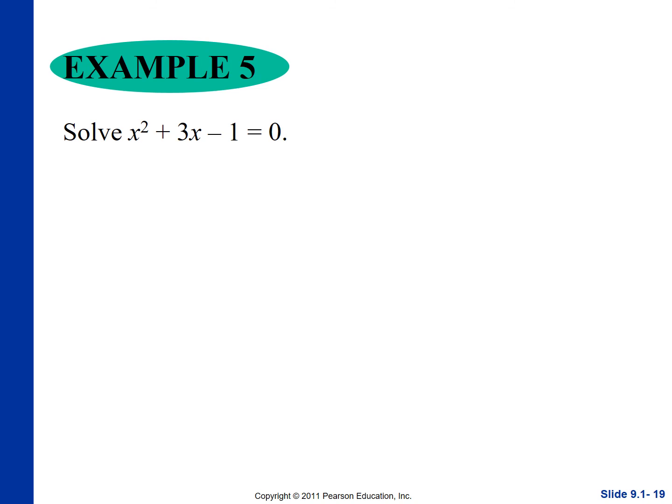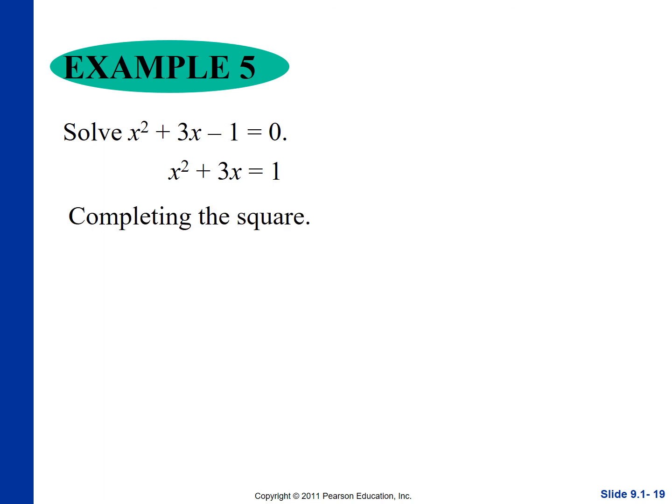Okay, so now we have x squared plus 3x minus 1. Now we can't factor this. There are no factors of -1 that add up to 3. So this is when you're really going to be looking to use this method. So we're going to add 1 to each side and end up with x squared plus 3x equals 1.